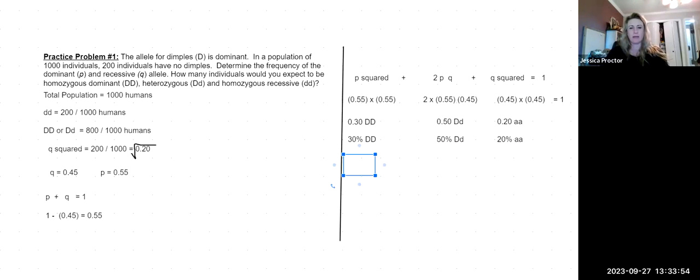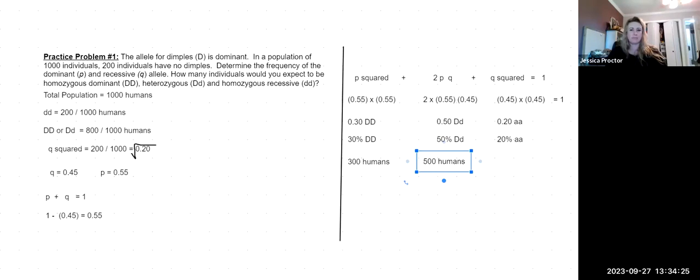300. Beautiful. So 300 humans in this case are going to be homozygous dominant for dimples. All right, in your calculators, what's 0.50 multiplied by 1,000? 500 humans. So we know that 500 humans in this population are heterozygous for dimples.